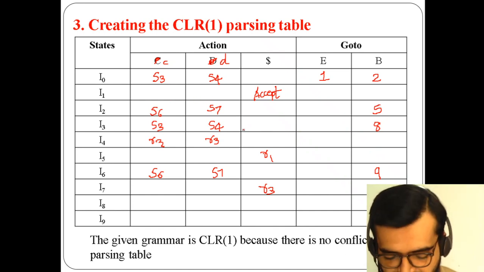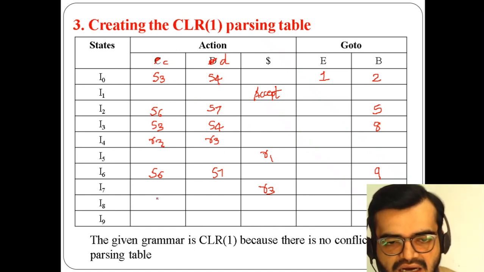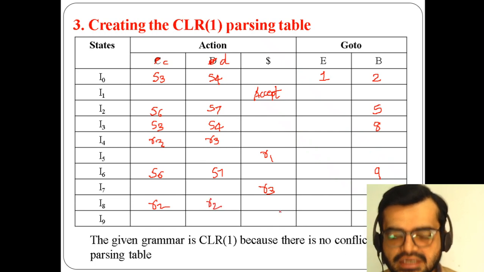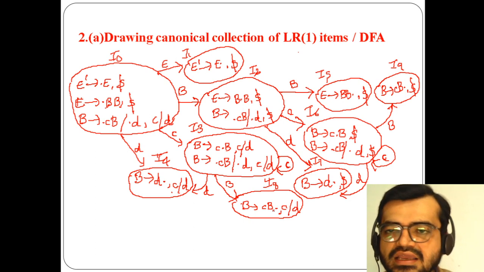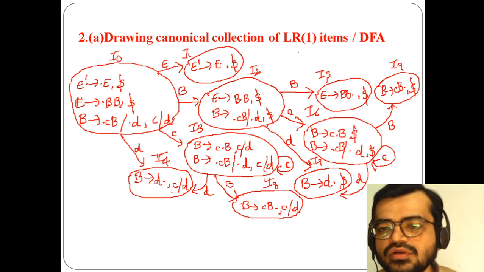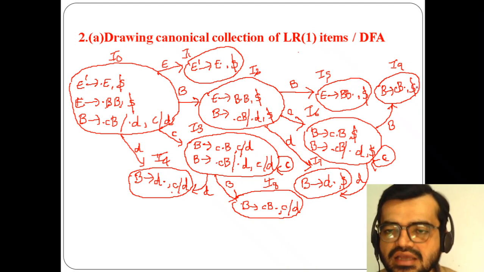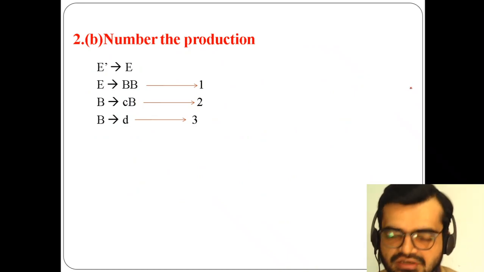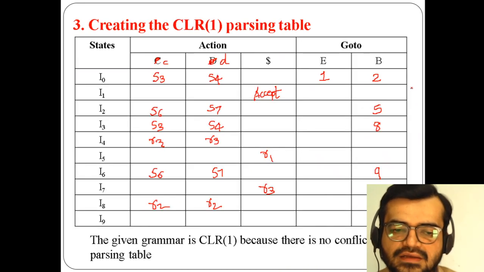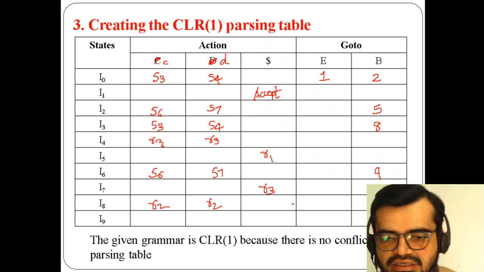So that means I have to write R2 here as well as here. I should not write in dollar. Next, last is about I9. In I9 it is also a final item. Okay, so that means dollar is the look ahead symbol, and B of CB dot is what? R2, because the production number is 2 here. So here I'm writing R2 here.